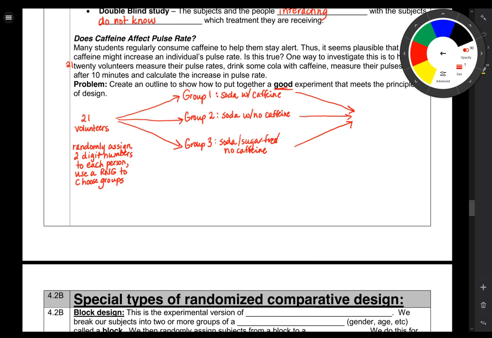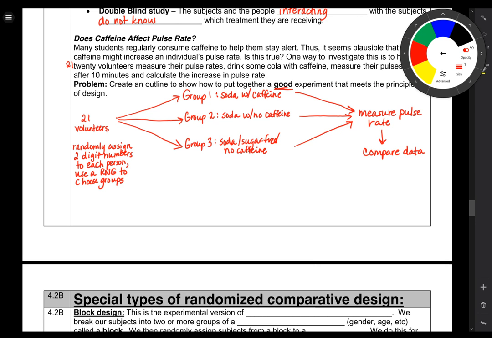And then you would measure their response, which would be measuring the pulse rate. And then later on, in semester 2, we would compare the data. You don't have to do that in this particular chapter. You're just designing it. That's one way of having a good design.